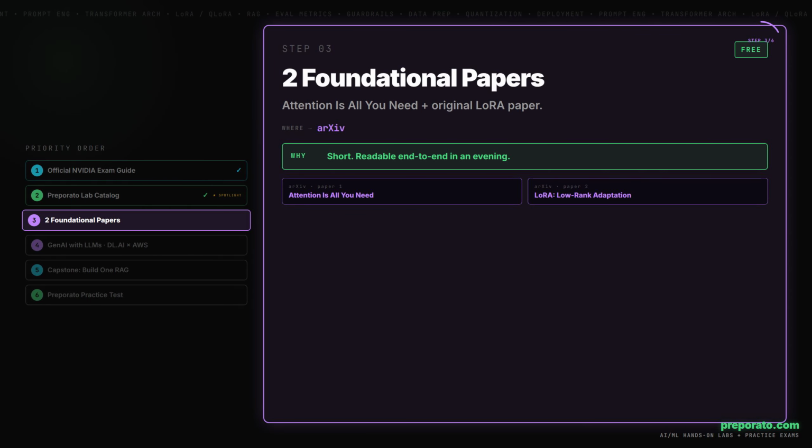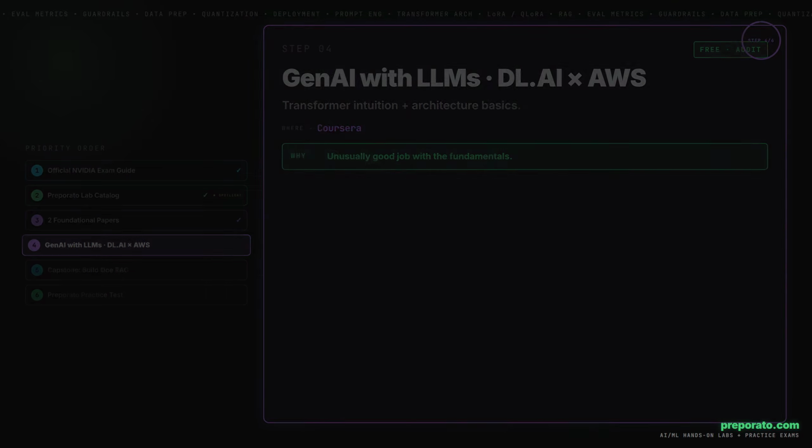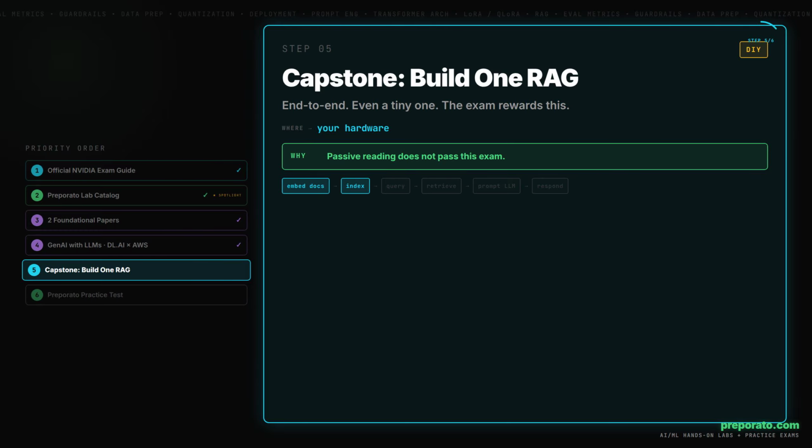Step 3. 2 foundational papers you should read end to end. Attention Is All You Need for the transformer architecture and the original LoRA paper for fine-tuning fundamentals. Both are short and readable in an evening. Step 4. For deeper transformer intuition, the Generative AI with Large Language Models course from deeplearning.ai and AWS on Coursera is free to audit and does an unusually good job with the architecture basics.